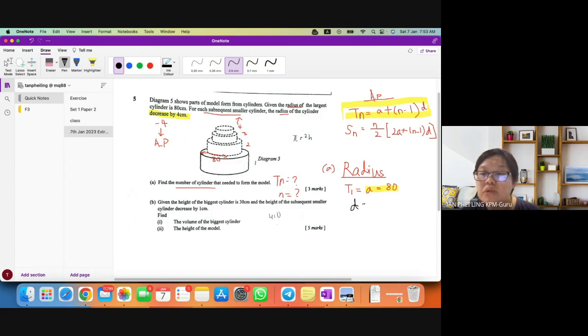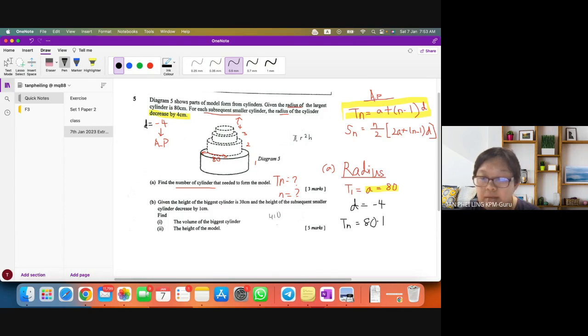Do you know what's the common difference that's getting smaller and smaller? Yes, we do, right? It tells us that it's decreased by 4. So this is actually our D. Okay, so D is negative 4. So now you have your A, you have your D. So shall we put in the Tn? Tn will be equal to A, which is our first term, plus N minus 1 D.